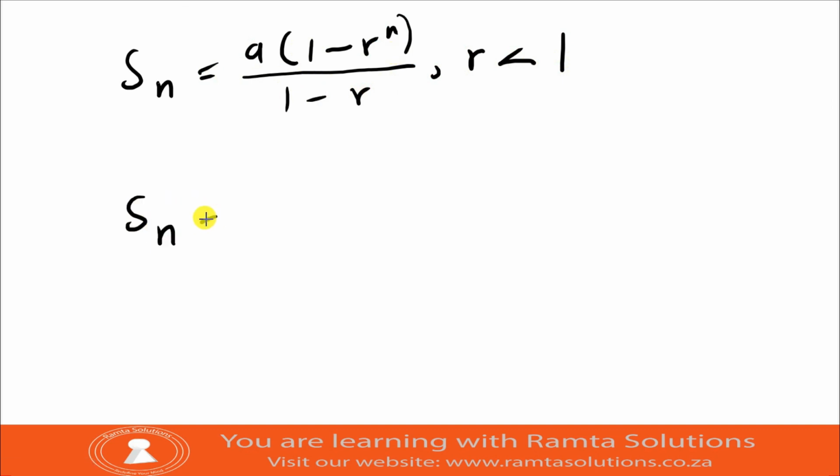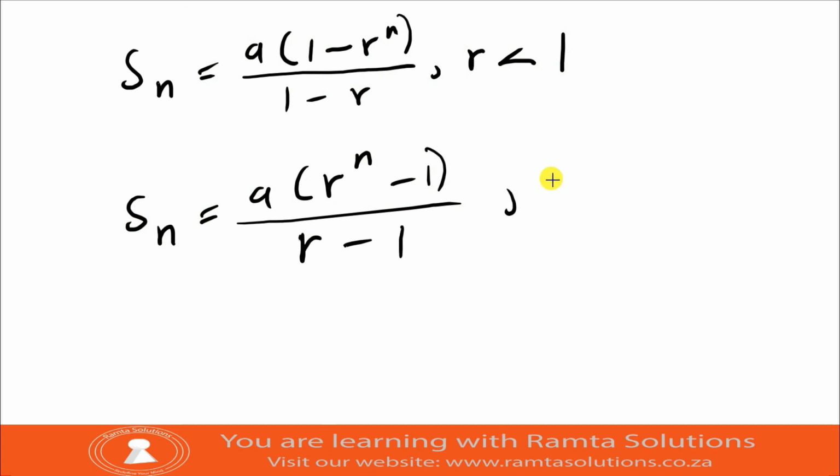Now you also have this one, A into R to the N minus 1 all over R minus 1. You must use this one when R is greater than 1. Something that I want you guys to note is that I said when R is less than 1, it doesn't matter what R value it is, as long as it is less than 1, you can use this formula. When it's greater than 1, you use this formula. Greater than 1 is any number from 1,1 and so on. Any number from 0,9 below, you use the other one.